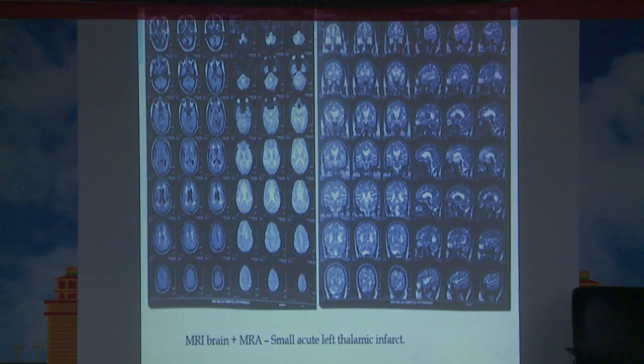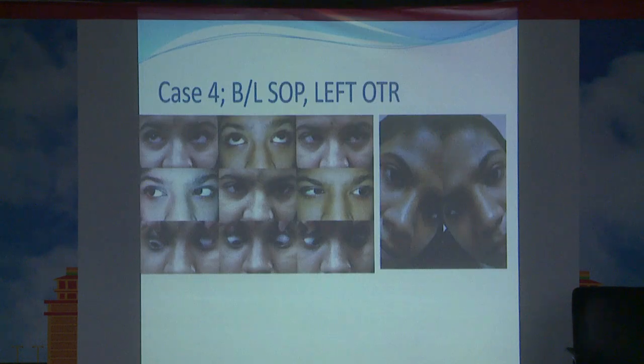This is showing a left thalamic infarct. This older patient, hypertensive, had a thalamic infarct, and that gave rise to pretectal syndrome as well as this skew.